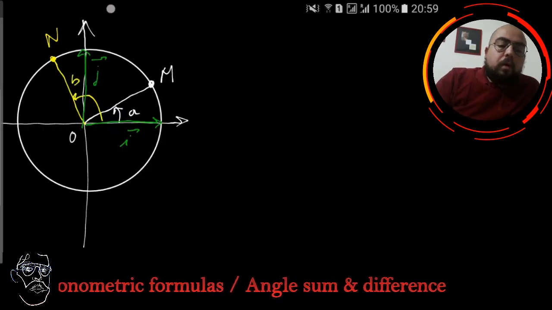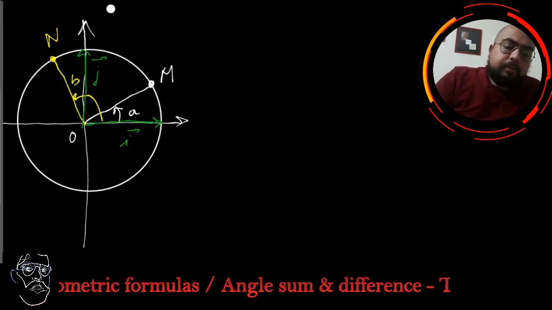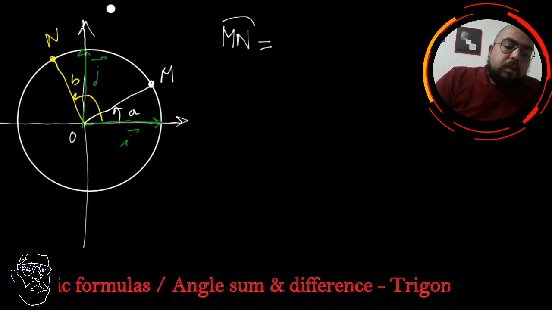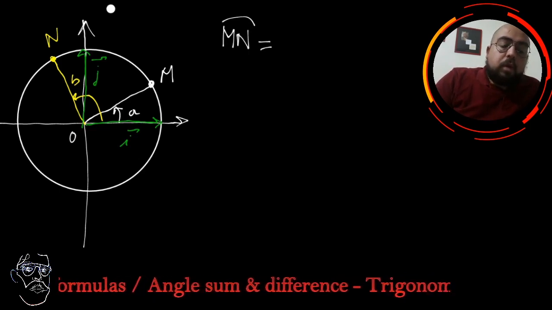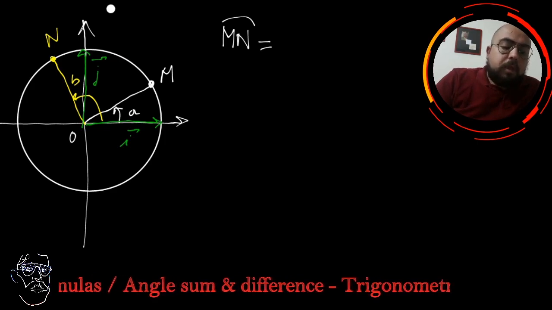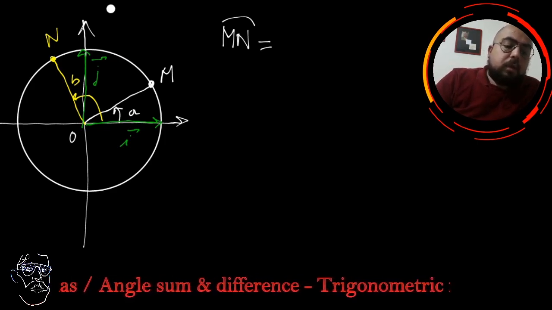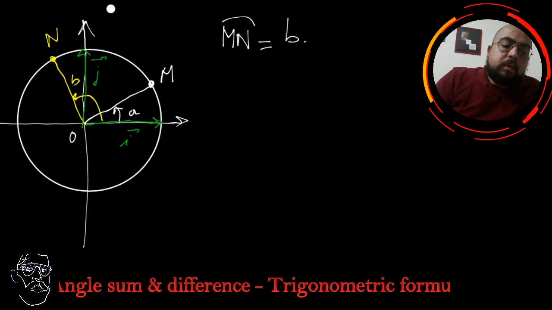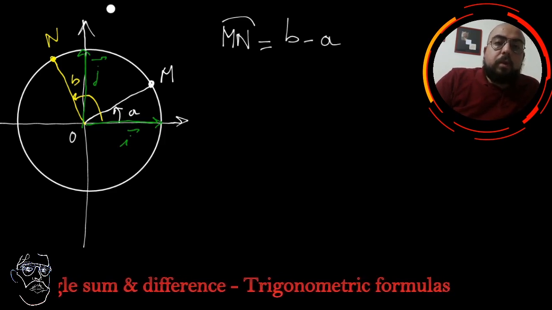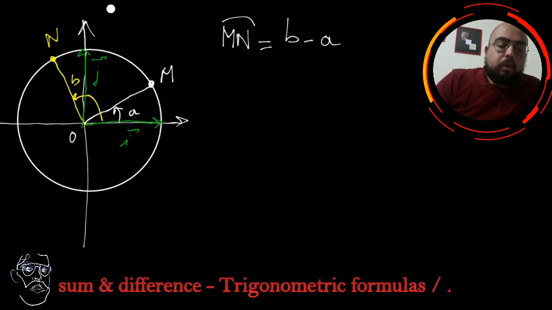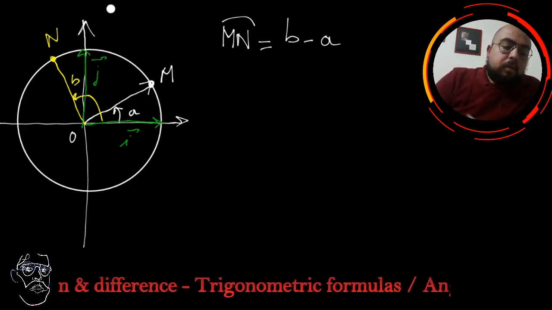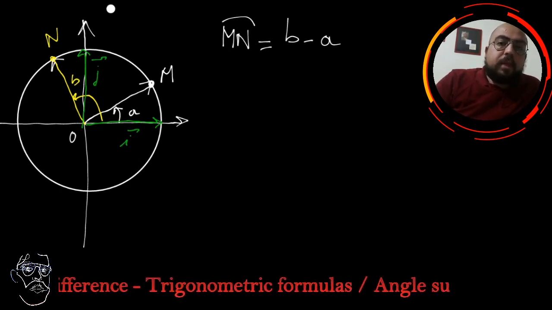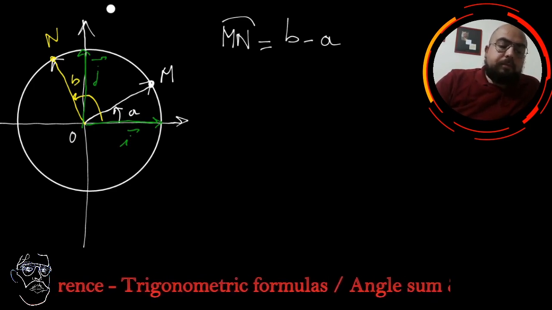Once we are going to talk about the arc MN, it's actually the difference between B and A. B is the whole arc from the axis of abscissa till ON, and this is B, minus A. A represents the angle between the axis of abscissa and the vector OM, or the part where I have OM. So MN represents B minus A.